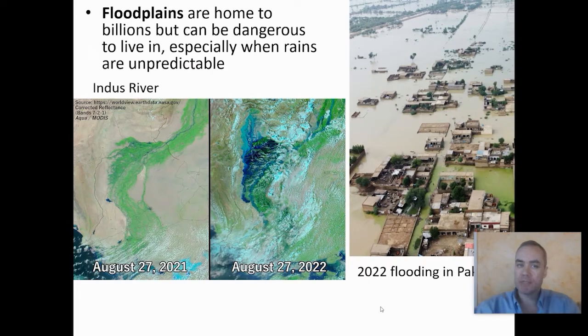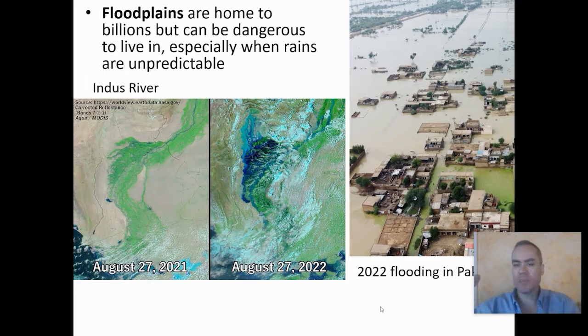But there's a flip side to floodplains, a trade-off, where you have so many humans living along floodplains near rivers. And the problem is that can be very, very dangerous because it floods. And so just like floodplains have sustained civilizations for thousands of years, they've also been very dangerous to humans for thousands of years, right up until today. In 2022, in Pakistan, you had massive flooding along the Indus River during the summer monsoon season. You can see in the satellite images on the left, from 2021, 2022, the areas of flooding vastly increased.